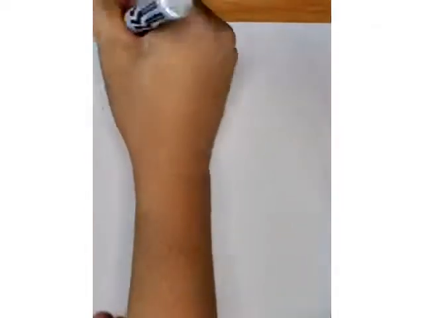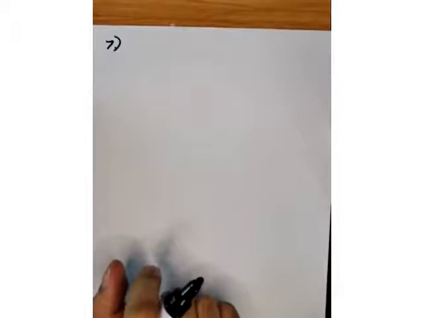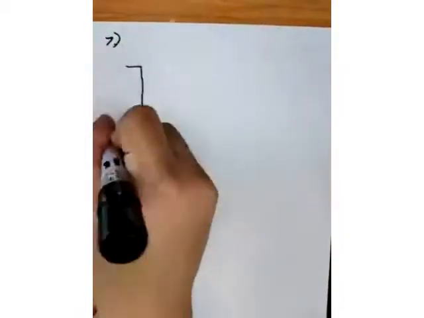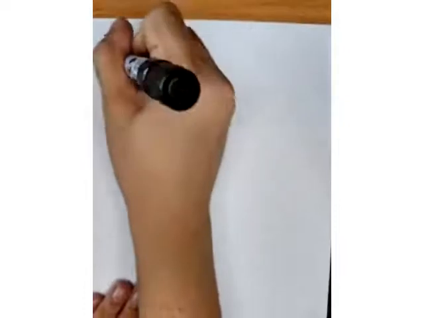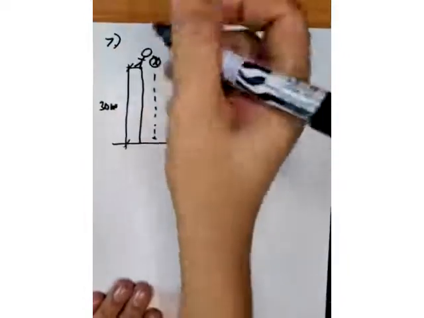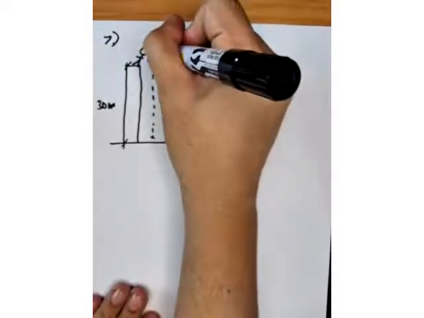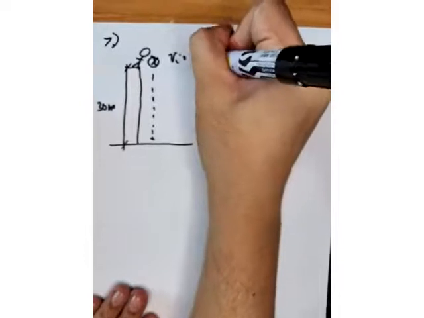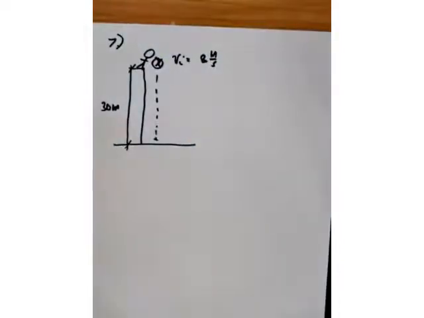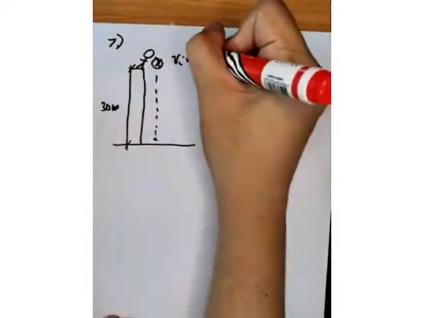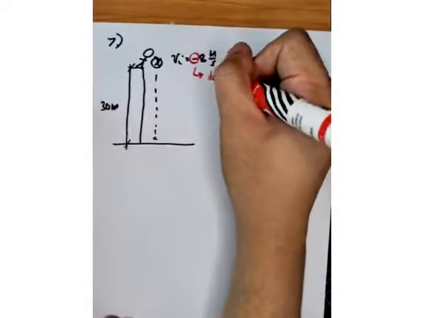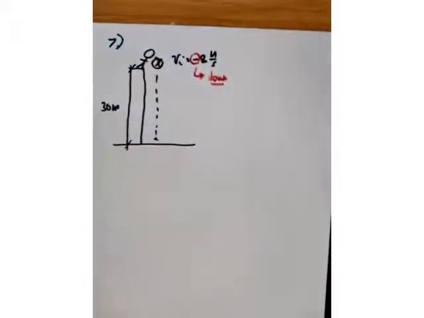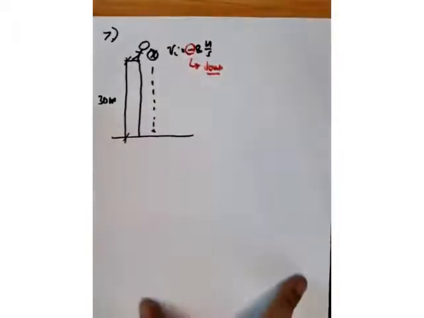Number 7. A ball is thrown directly downward with an initial speed of 8 meters per second from a height of 30 meters. If I will draw the figure, that's a ball. It's thrown down at a height of 30 meters. And then yung initial velocity niya ay 8 meters per second. But do not forget that the initial velocity should be negative, because it's thrown downward. That's why initial velocity is negative 8.